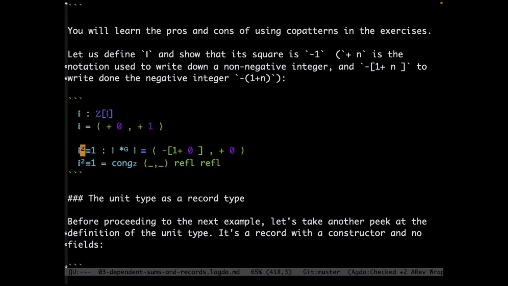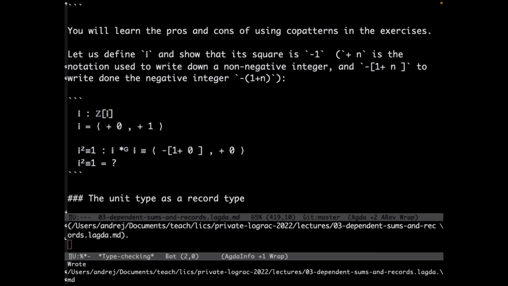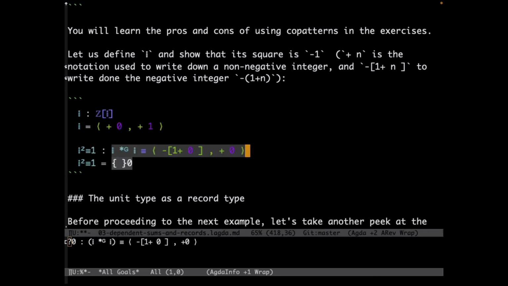Let's prove that I squared actually equals minus 1. So how do you do that? From scratch, I want to prove this equality: I times I equals minus 1, 0. This is a very funny notation for negative numbers. Plus 1. That's the reason.